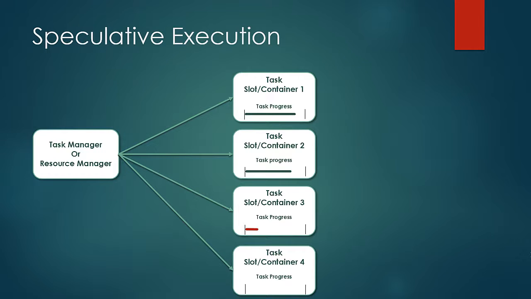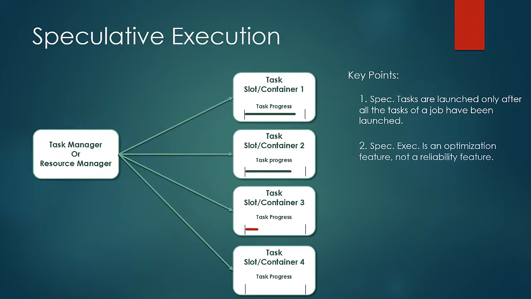There are two important key points to keep in mind when thinking of speculative execution. First, speculative tasks are only launched after all the tasks of the job have been launched. The job tracker then monitors if there are tasks falling behind, and only then will it speculatively re-execute a task. Second, it is an optimization feature and not a reliability feature.